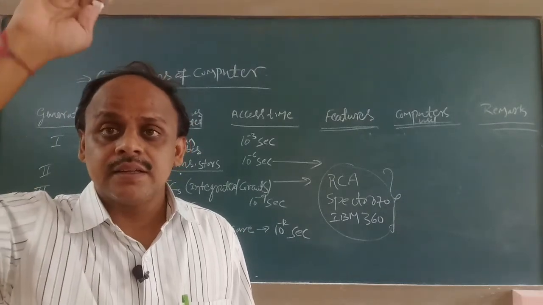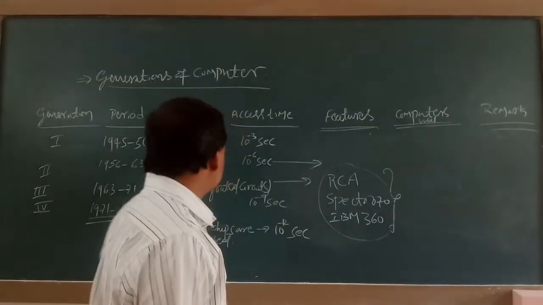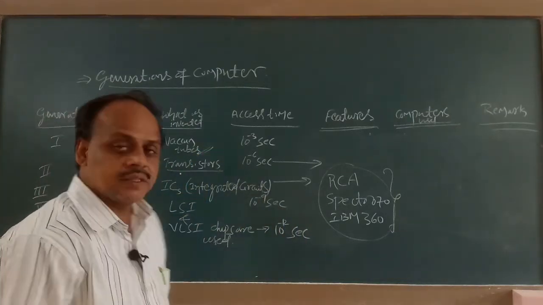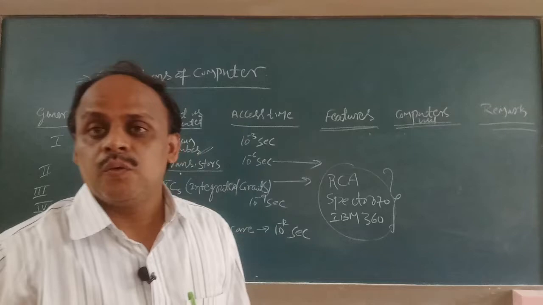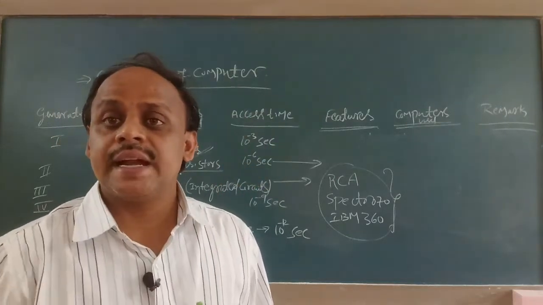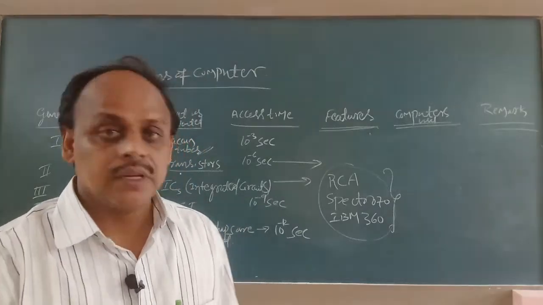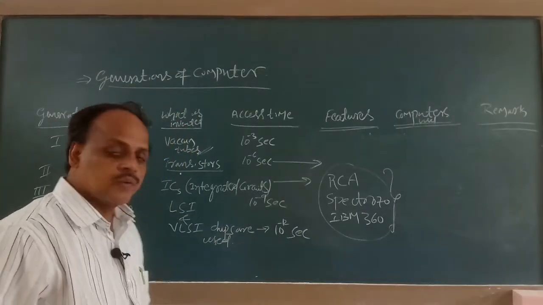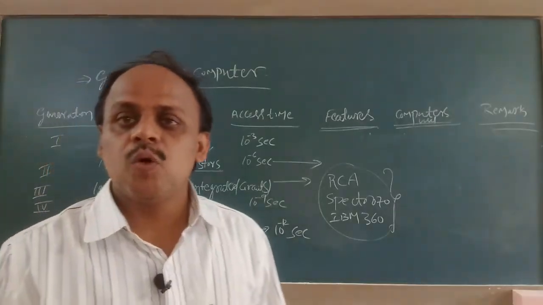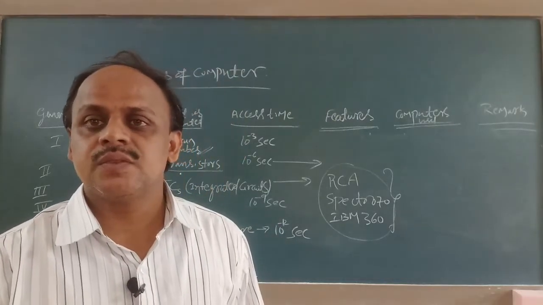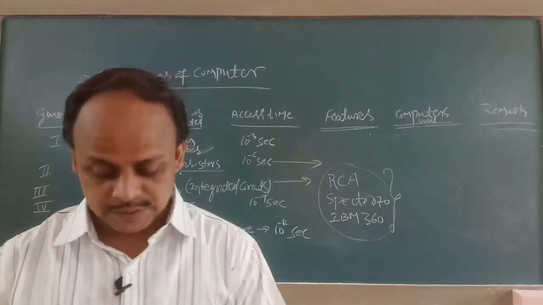But in the beginning, for input and output operations purpose, in the first generation 1945 to 56, when vacuum tubes are introduced, at that time we are using punched cards for input and output operations. In the fourth generation we are using this keyboard, mouse, monitor and printers for input and output operations purpose.